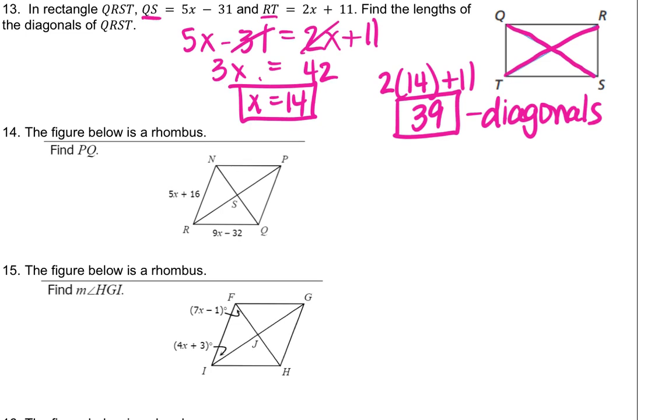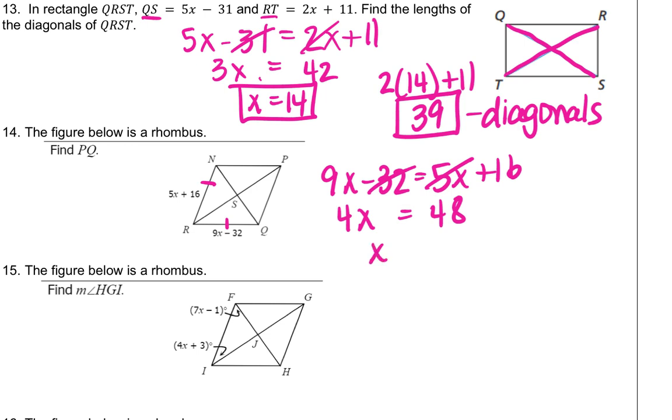This time we have a rhombus. What do we know about a rhombus? All the sides are equal. And that's the first property we want to go to because that's the information they gave me. So set it equal. 9x minus 32 equals 5x plus 16. Subtract 5x, I get 4x. Add 32, I get 48. x is 12.